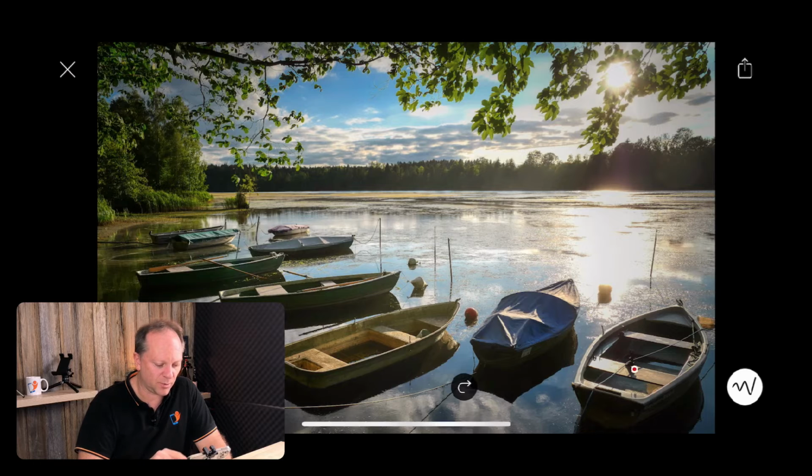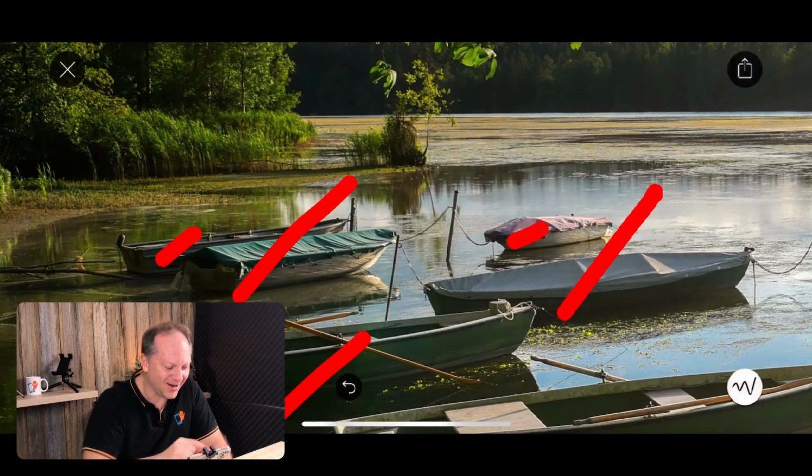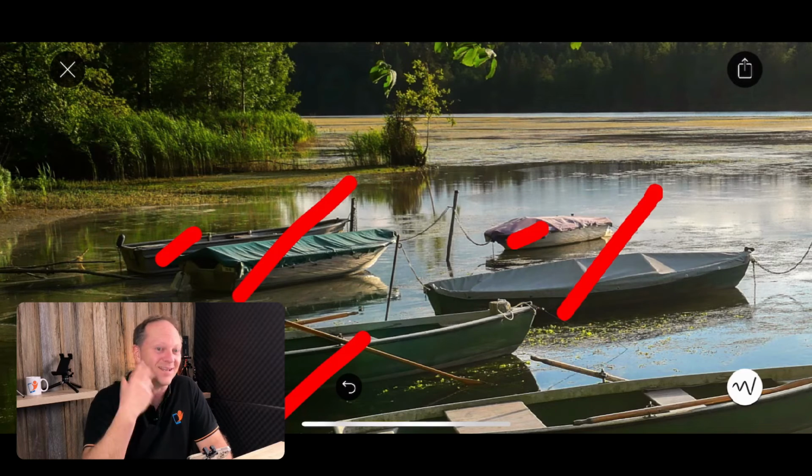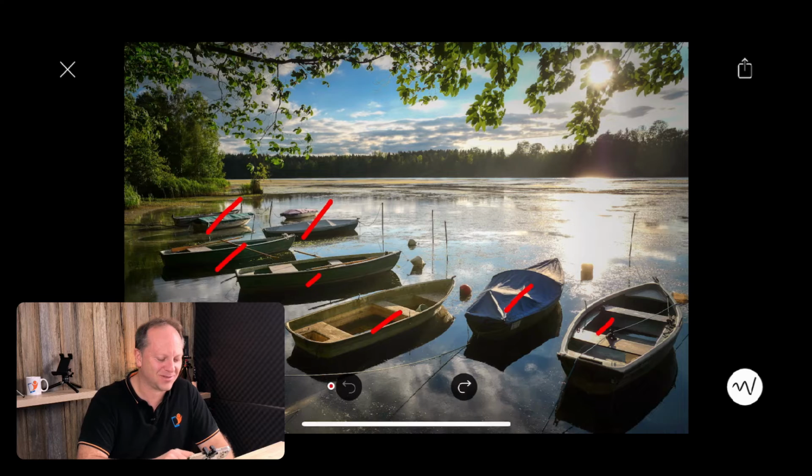How many boats have we got? 1, 2, 3, 4, 5, 6, 7. Oh, that's interesting, isn't it? But if I zoom in and have a look, there's actually 8, 9. Because they merged in that diminishing perspective, I don't see it. But we've got 9 boats, so that worked out really well. So that's the rule of odds, have an odd number.